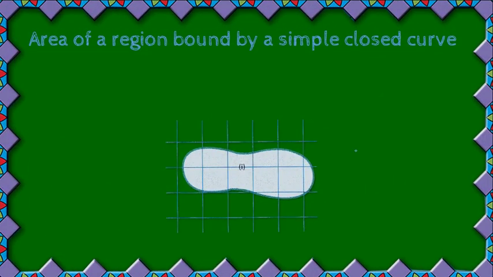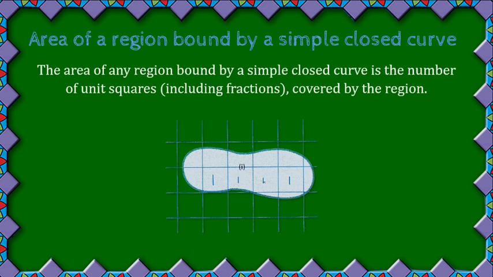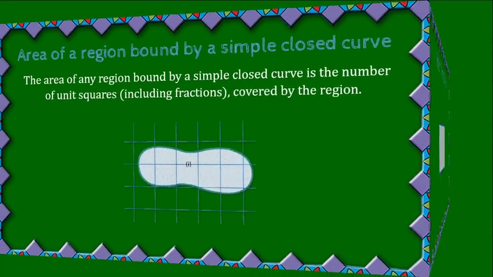Moving on, we now look at a region bound by a simple closed curve. As you can see, here we have a few blocks. These also include your whole blocks. So here we've got 1 square unit, 1 square unit, almost 1 square unit, and then even fractions of units. Adding all of these together will give us the total area that this region encloses. So the area of any region bound by a simple closed curve is the number of units squared, including the fractions, covered by the region.